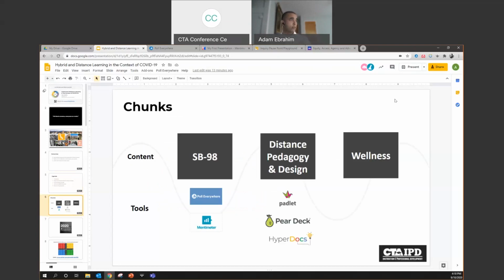In terms of chunks, this is what it looks like. We're going to talk about SB 98. We're going to start with Poll Everywhere, which is the first tool I'll introduce, and then also Mentimeter, which is another polling tool.